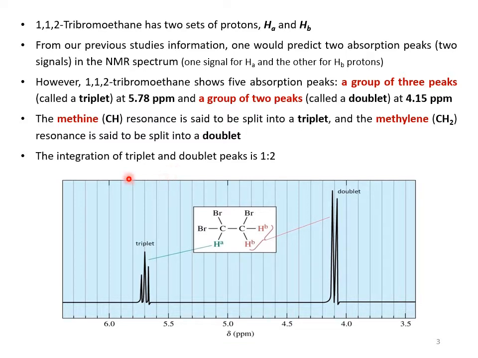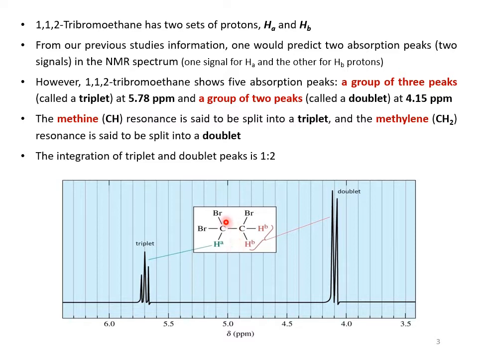This is the NMR spectrum of 1,1,2-tribromoethane. From our previous studies, one would predict two absorption peaks in the NMR spectrum of 1,1,2-tribromoethane. Why? Because we know that there are two sets of protons in 1,1,2-tribromoethane. One is this methine proton. The CH group is called methine, CH2 is called methylene, and CH3 is called methyl.